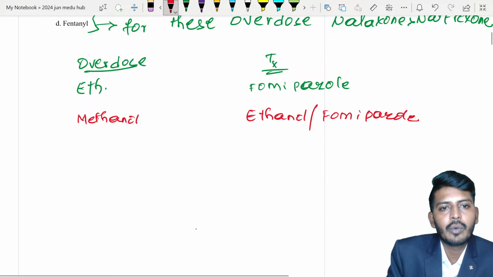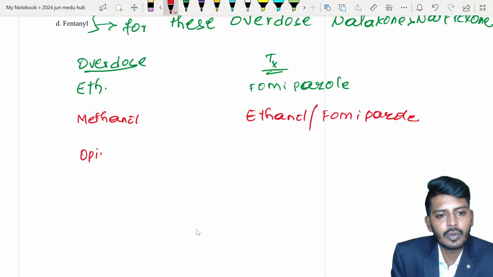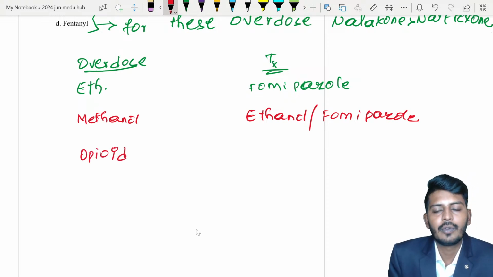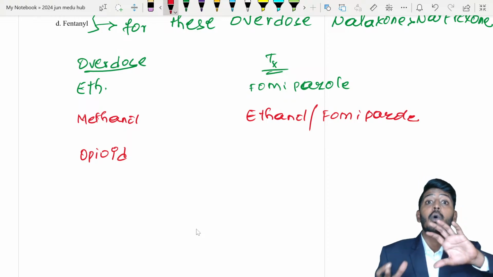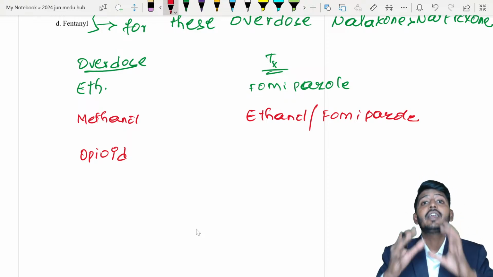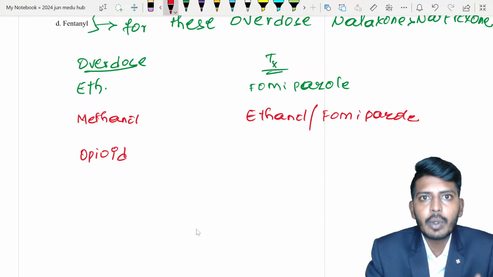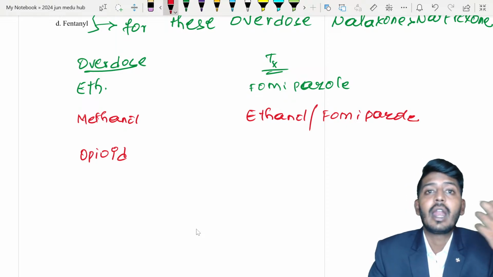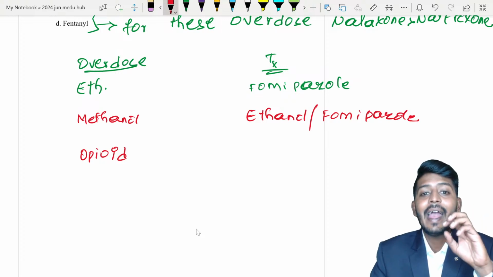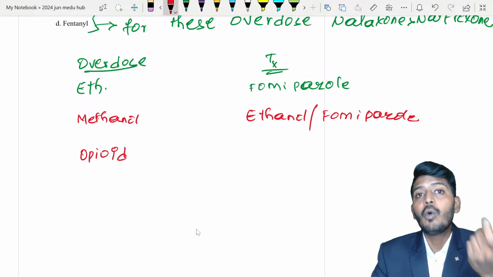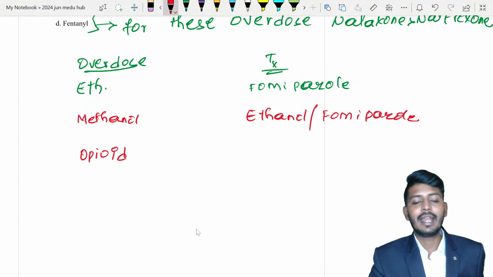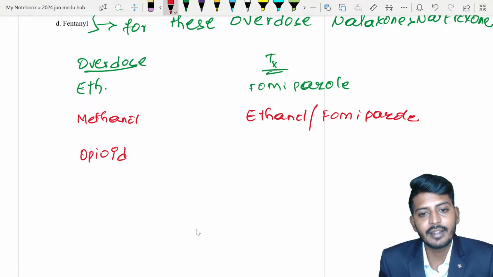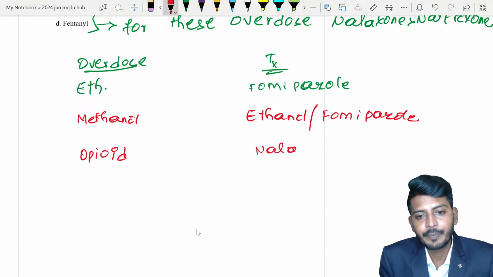Okay, let's go to the next overdose, that is opioid overdose. For opioid overdose, we are going to use opioids. What happens? They stimulate the opioid receptor, because of which we have euphoria, loss of pain, all of it we get. But when we are speaking of opioid overdose, the treatment of choice, my dear students, is naloxone.